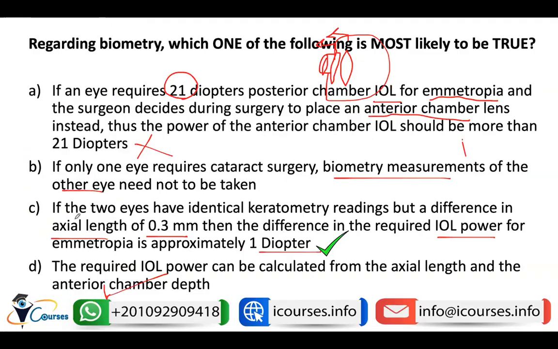So here again, read the question. If there is 0.3 millimeter difference in the axial length, then the difference in the required IOL power for emmetropia will be approximately 1 diopter.